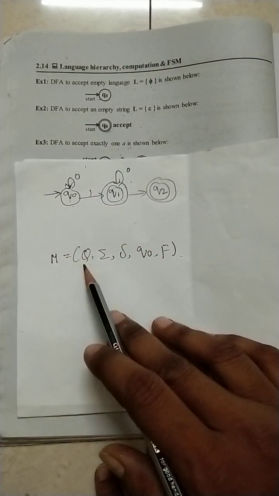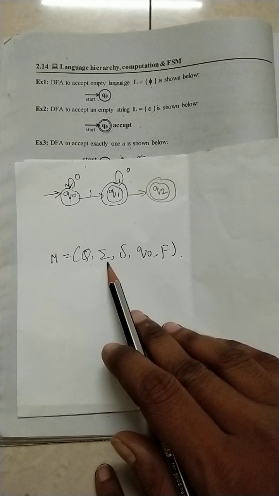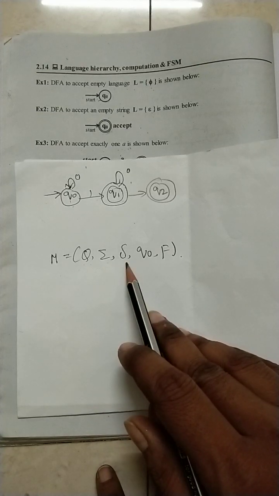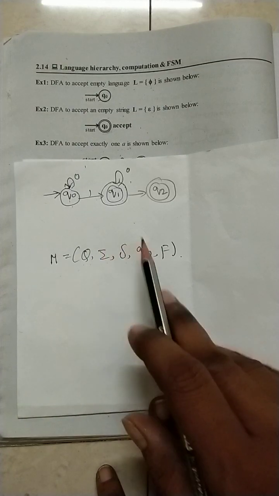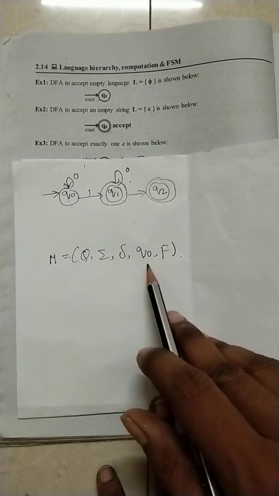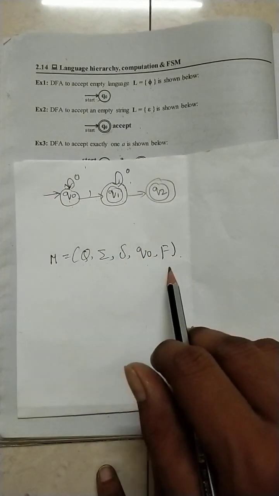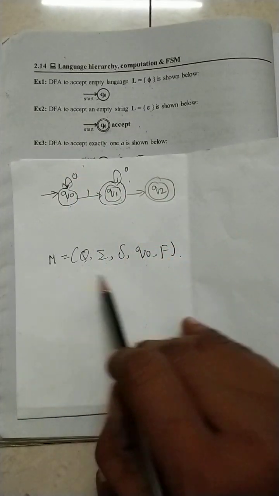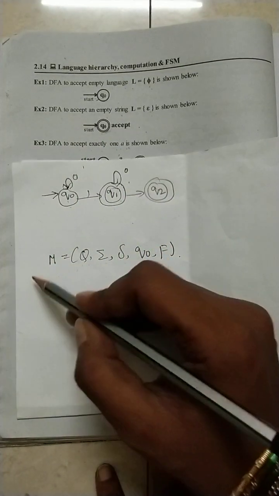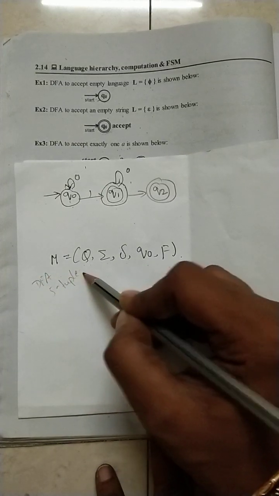Q is the set of states, represented by circles, and sigma is the alphabet, that is, the input symbols. Delta is the transition function, which says from which state, on which input, the transition goes to which state. q naught is the starting state, marked with an arrow, and F is the set of final states, shown with a double circle. This is what we call the DFA definition, or the 5-tuple definition of a DFA.